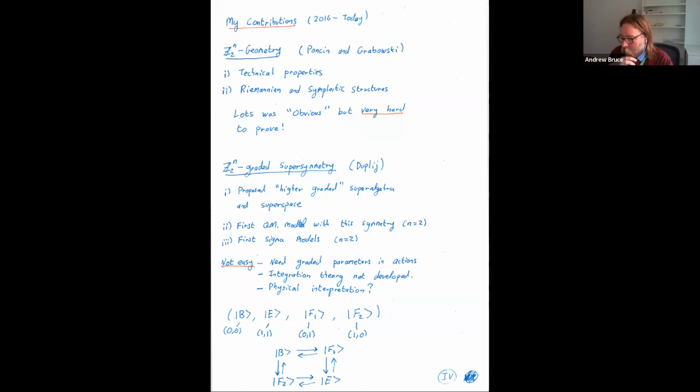Okay, so now I want to spend the last 5 minutes or so roughly sketching some of my contributions. I won't be able to say too much because a lot of it is, not unexpectedly, quite technical. Since about 2016, I've been working on Z2n manifolds and some related questions in physics. Particularly with Ponson and Grabowski, Norbert Ponson in Luxembourg and Janusz Grabowski in Poland, we look at Z2n geometry or Z2n manifolds. The first thing we looked at was a lot of the technical properties. There are early papers that define lots of things, but there are lots of technical questions about these Z2n manifolds.